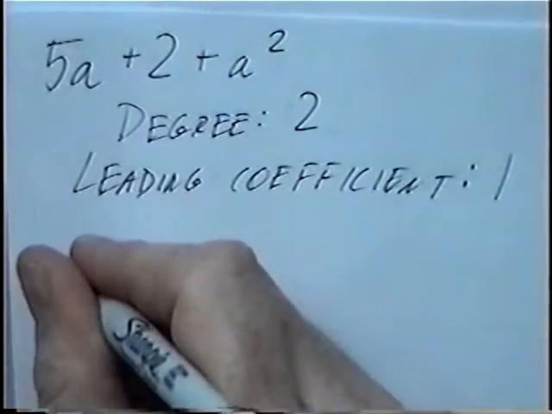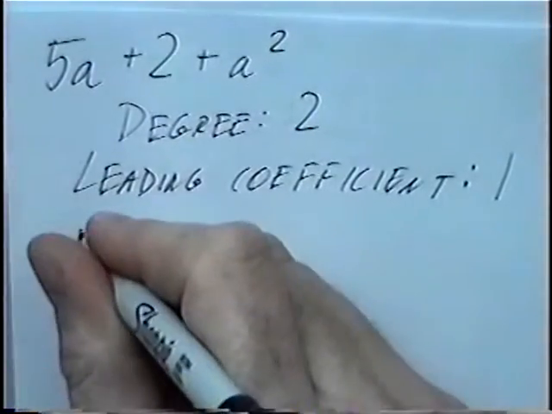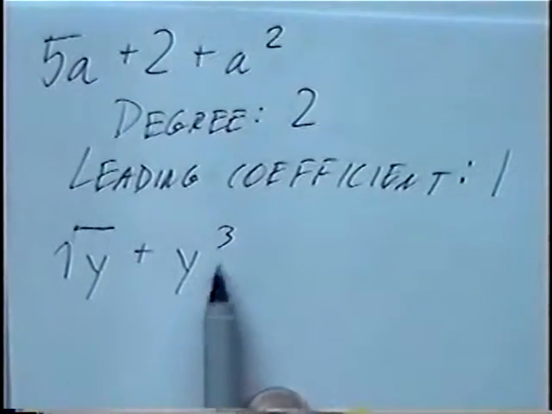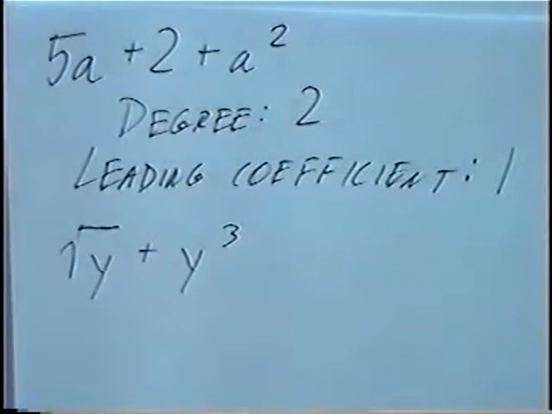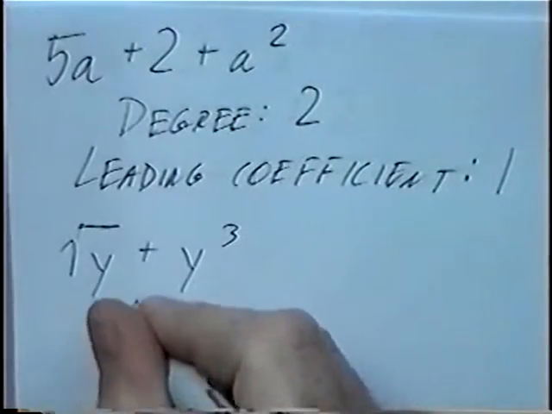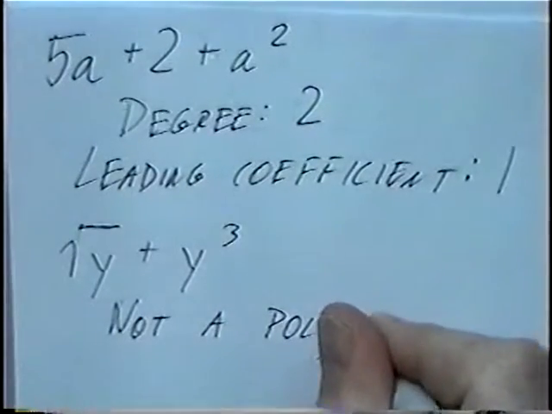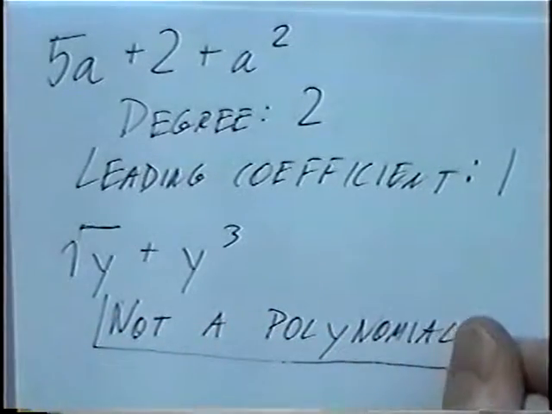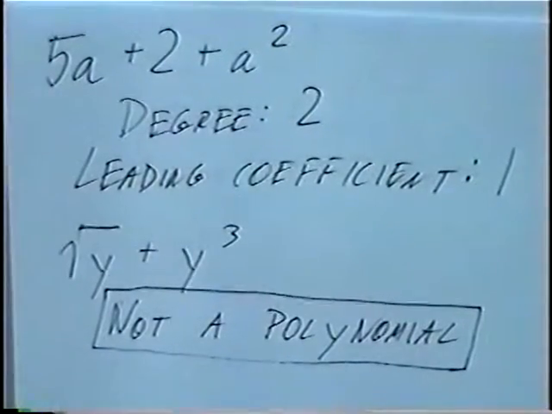Next problem, square root of y plus y cubed. In this problem, the highest exponent would be 3, but looking at the other term, we have square root of y, or square root of a variable. And looking back at the definitions, if you have a square root of a variable, this would not be a polynomial. If you have a square root of a variable, or again if you divide by a variable, it's not a polynomial, so there's no degree and no leading coefficient.